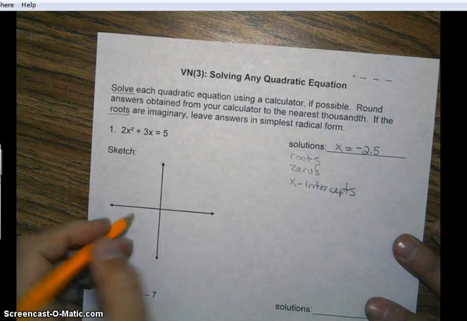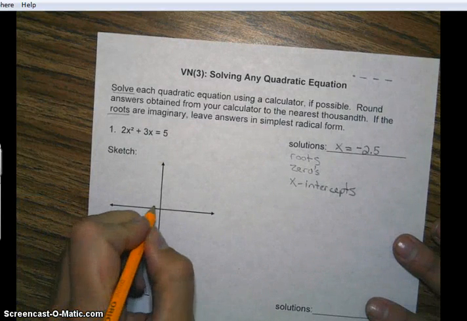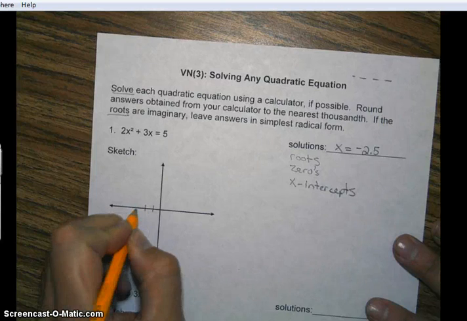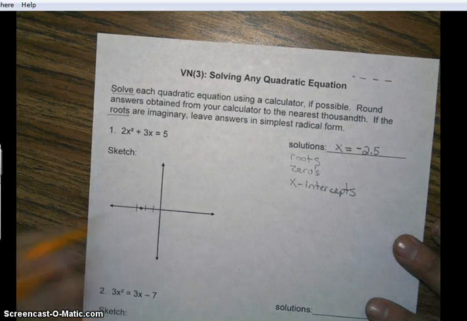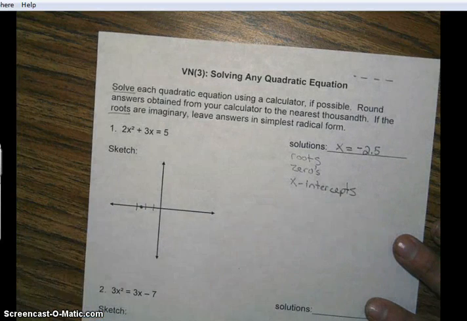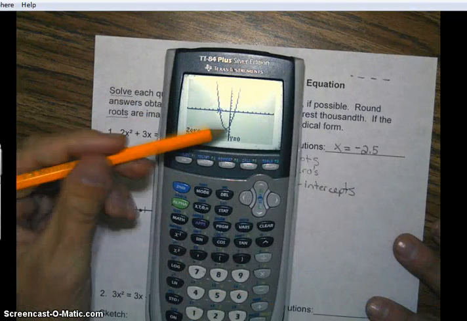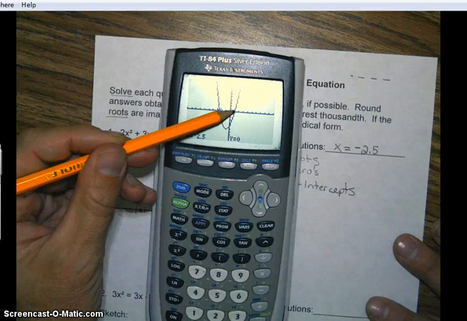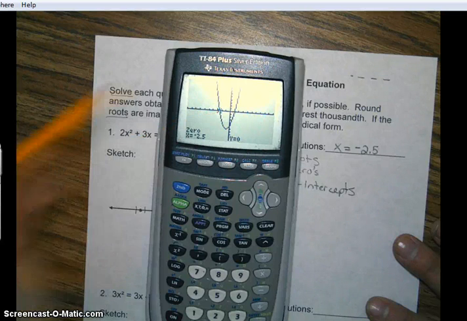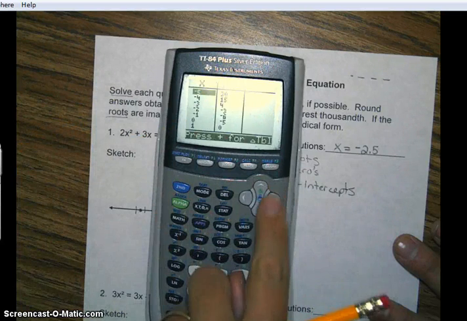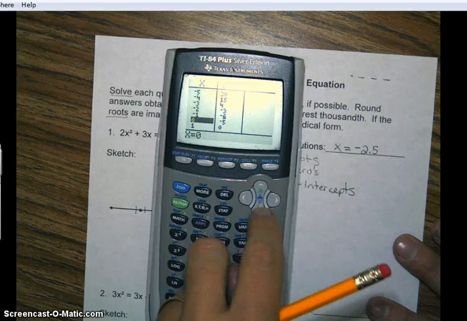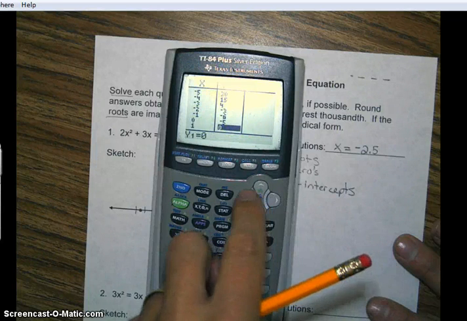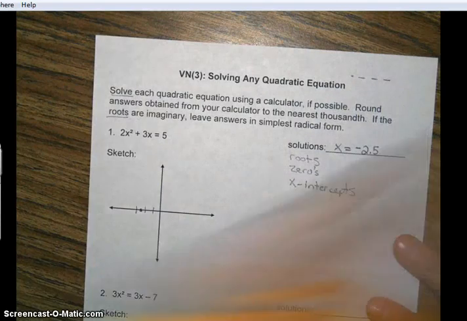Okay, and we were going to sketch that graph, so right here is one solution. We can eyeball the second one. Here is at 1. If we want to verify that it is at (1, 0), go second graph, and right there, (1, 0). So we have a solution at 1.